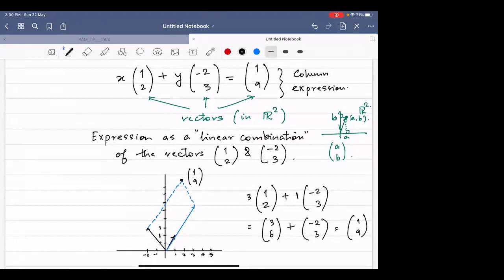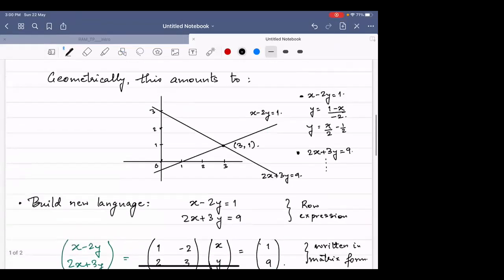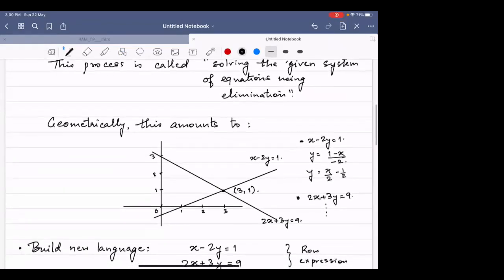If you draw this. Okay, this is your vector 1, 9. So you can think of this as either intersection of these.